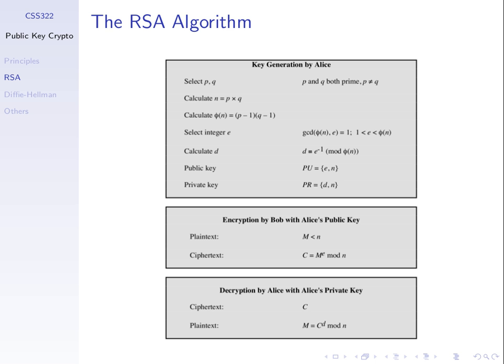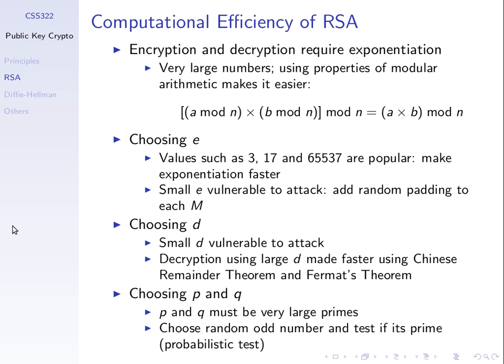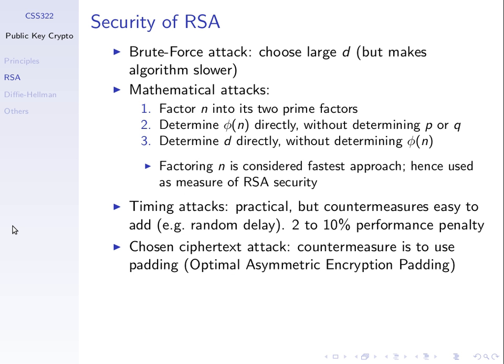How hard is hard? That's the question. How large a number do we need for these problems to be hard? Some examples. We'll come back to the efficiency in a moment. The security of RSA, brute force attack, try all values of M, try all values of D. Of course, that's possible. Just make the values large enough, and a brute force attack is infeasible. Mathematical attacks, those three approaches that we just listed there. Factor n into its primes, determine the totient of n directly, determine D directly without determining the totient of n.